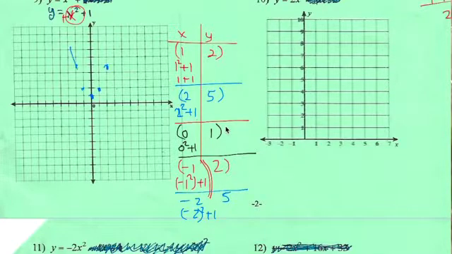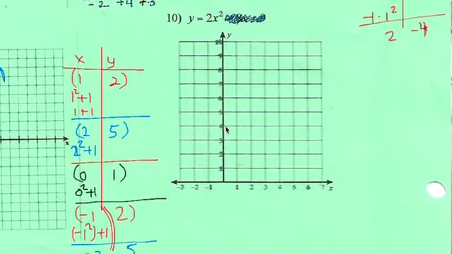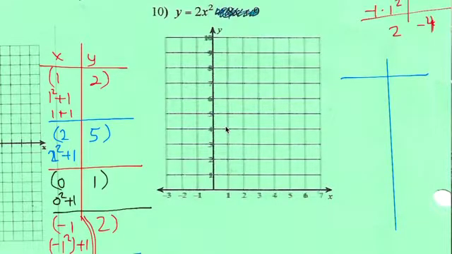Once you graph a lot of these, you'll start seeing a pattern. They're always symmetrical. Okay. So here, do the same thing. I'll choose negative 2, 0.